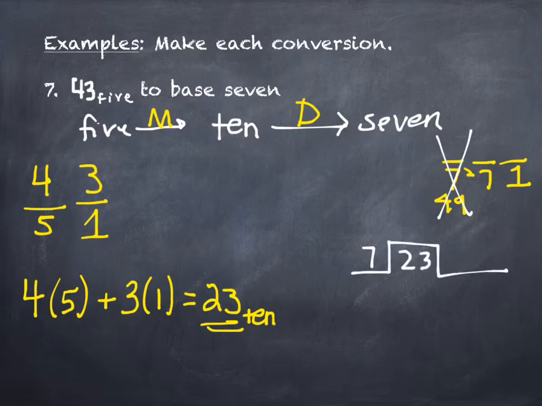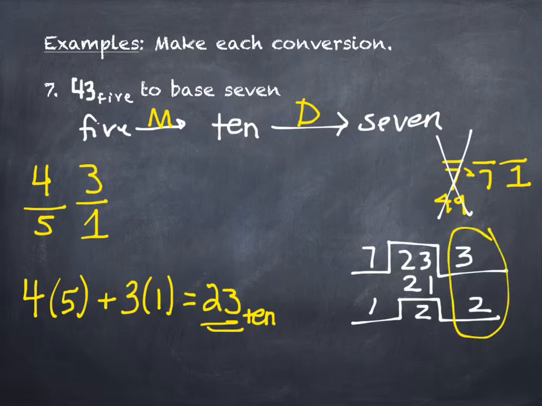How many times does 7 go into 23? 3 times. And 3 times 7 is 21, and 23 minus 21 is 2. How many times will the number 1 go into the number 2? 2 times. So this is my solution here: 3, 2, base 7.